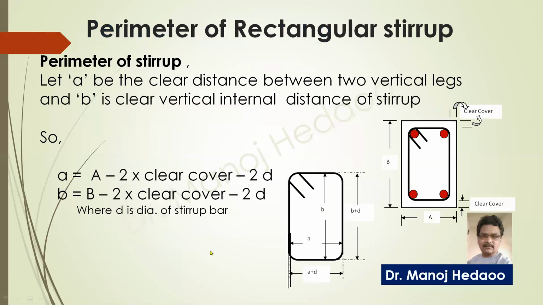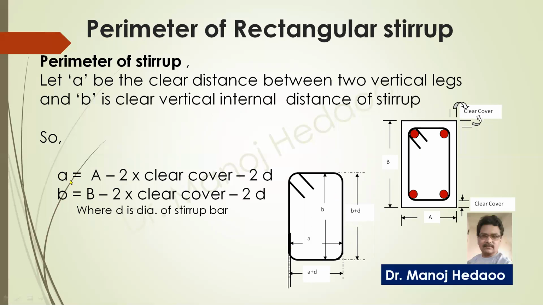Now first thing is perimeter. So perimeter of rectangular stirrups. Here let small a be the clear distance between two vertical legs and b is clear vertical internal distance of stirrups. From this sketch it will be more clear. Here a is the clear distance between these two vertical bars, whereas b is also internal distance, or internal height, you can say, of stirrup bar.